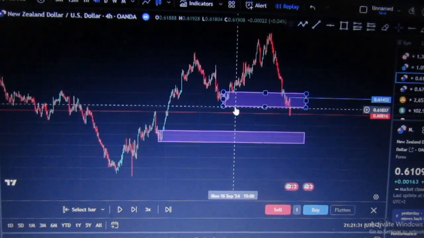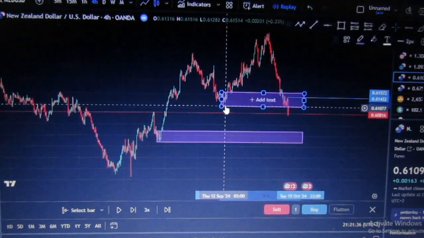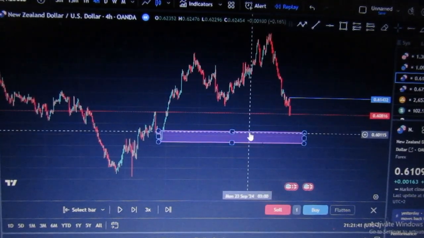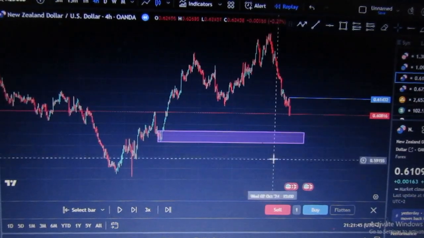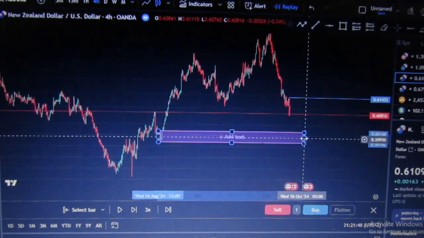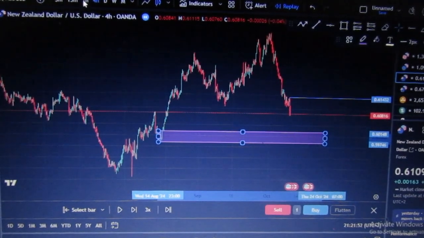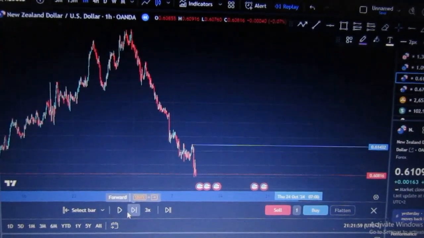Now I see that the market has broken my first demand area. Now the only last demand area where I am looking to buy the market is this one. Should the market break my last demand area, then I'm no longer looking for buying opportunities. I am looking for selling opportunities. Now let me play price and see what happens from there on.